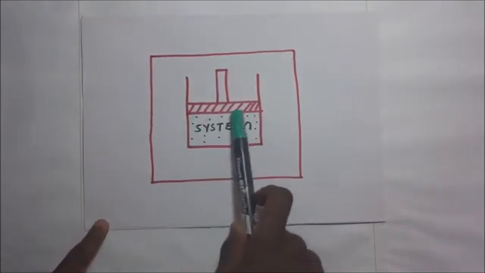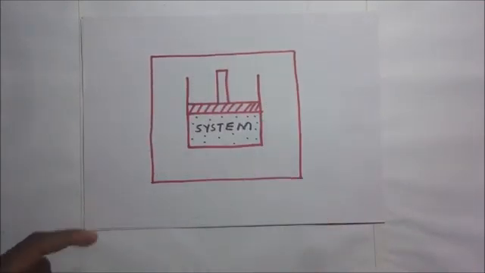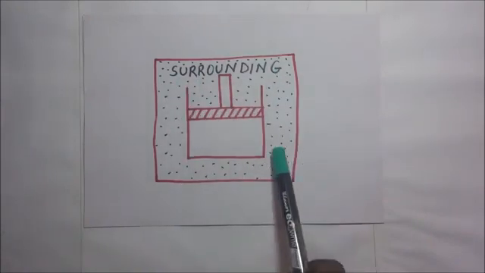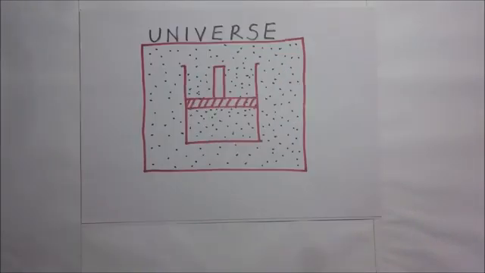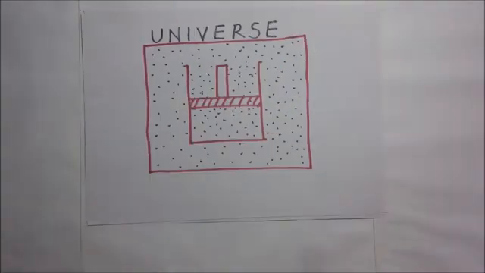So if the gas is the system, what is outside? Outside is what we are calling the surrounding. Whatever is surrounding the gas, that's what we are calling the surrounding. Now the system and the surrounding are separated by a wall or a boundary, and both the system and the surrounding comprise what we call the universe.